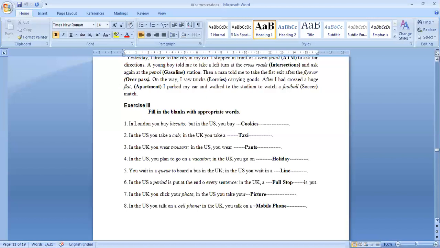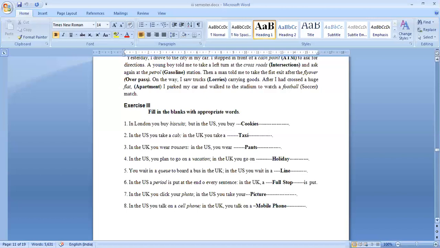But the UK, the British people, they call it a holiday. So Americans' vacation equals British people's holiday. So vacation is the word used by American people, whereas holiday is used by British people. The fifth sentence: You wait in a queue to board a bus in the UK.